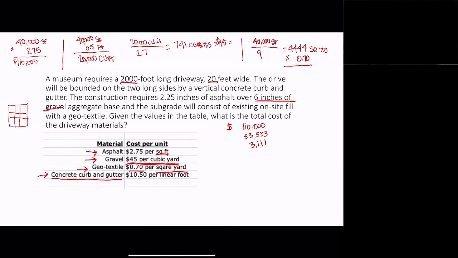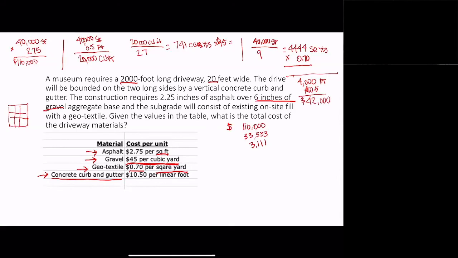So in this case, we have 4,000 linear feet because we have 2,000 on each side. I'm going to do it over here. We have 4,000 linear feet because we have the perimeter on both sides of the 2,000 foot long driveway. And we're going to multiply that by $10.50 per linear foot. And we're going to wind up with $42,000.